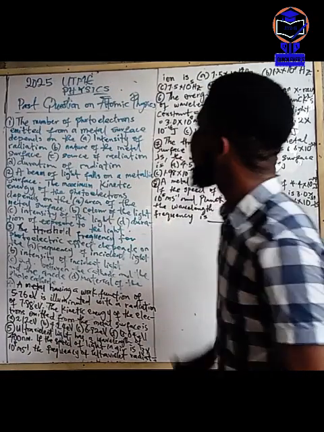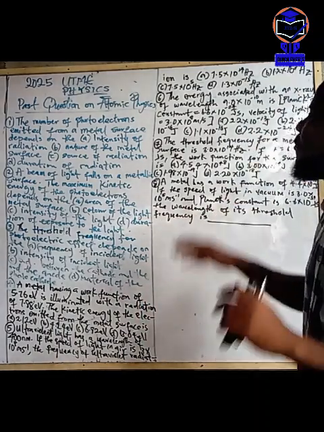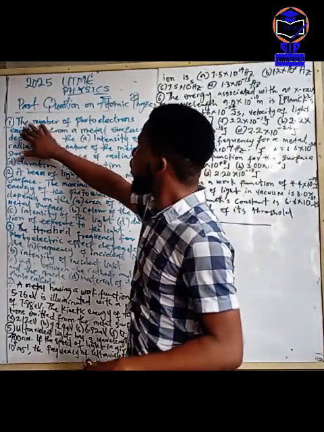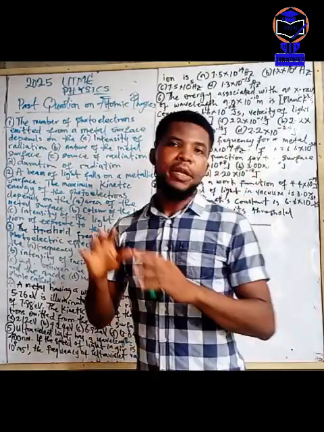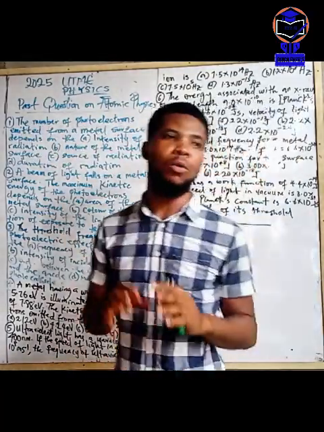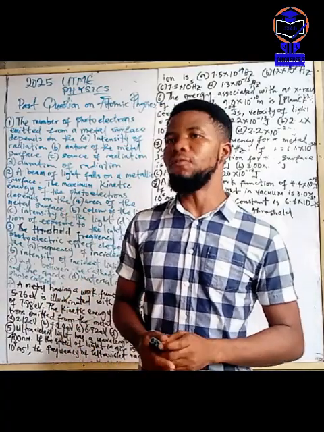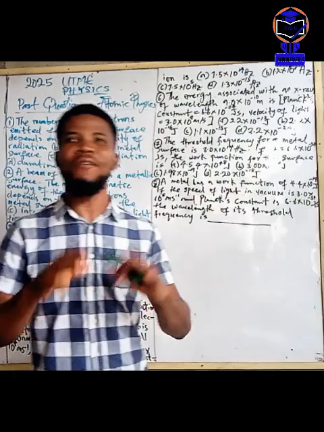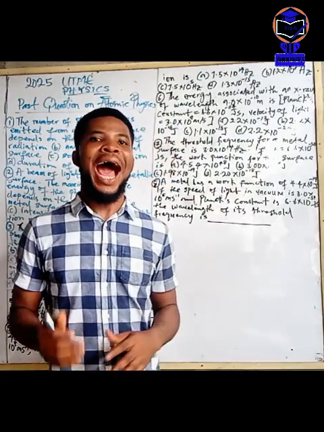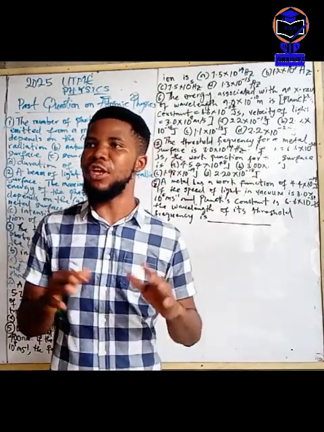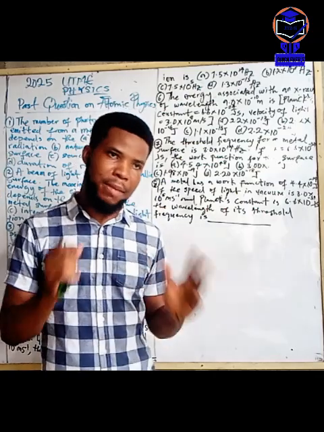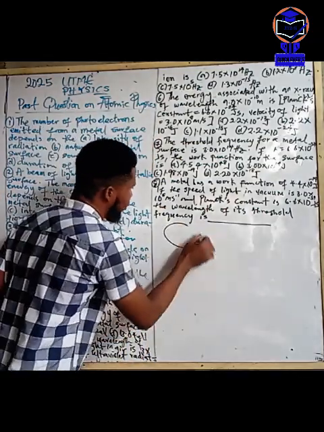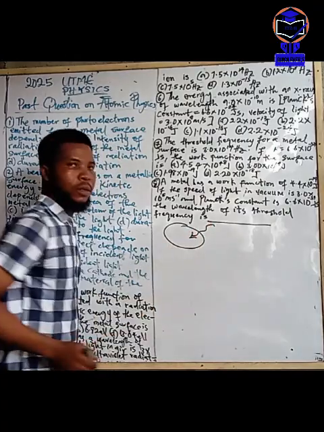The first question: the number of photoelectrons emitted from the metal surface depends on what? The number of what? Photoelectrons. This topic is all about what we call the photoelectric effect. What is the photoelectric effect? It is the phenomenon that covers the fact that as soon as light strikes the surface of some metal, not all metal, what will happen?